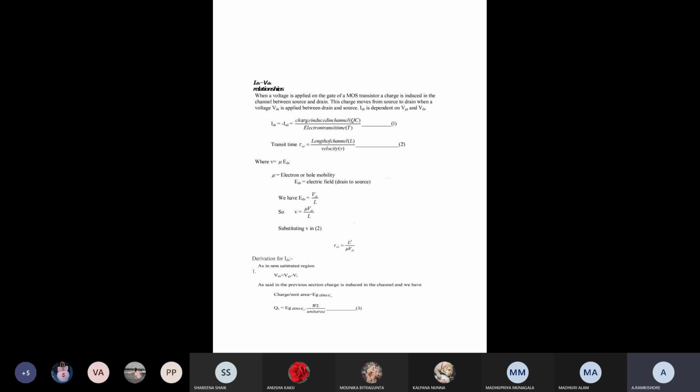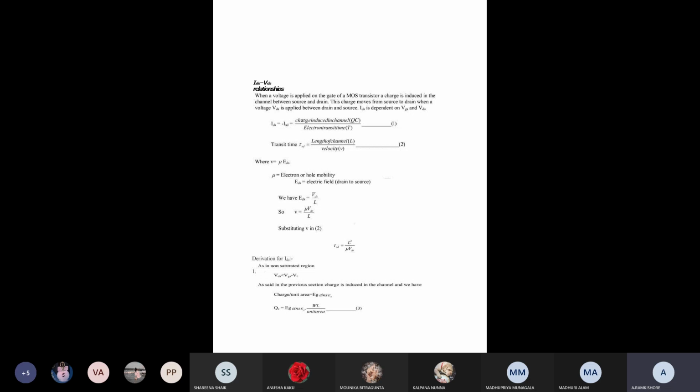So we have to consider the electric field in terms of the voltage developed between source and drain divided by the length of the channel. By solving the above equation and arranging it in a proper manner, V is equal to mu into V_DS by L. So we have to substitute this value in equation 2.